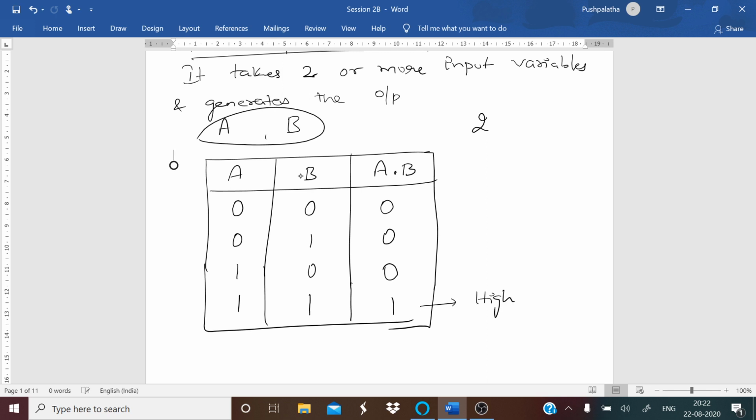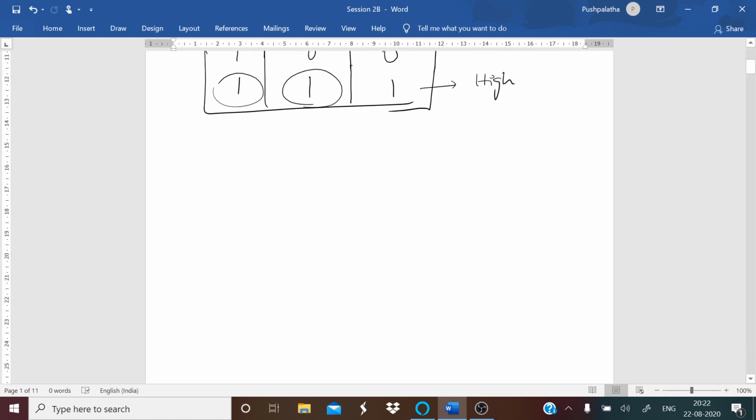You will have a high output only when both the values of the input are high. This is the logic that is followed in the AND operation. Only if both the inputs are high, the output will also be high. If one input is low, the other input is low, output is low. One input is low, one is high, output is low. One is high, one is low, output is low. If both are high, then it is high.